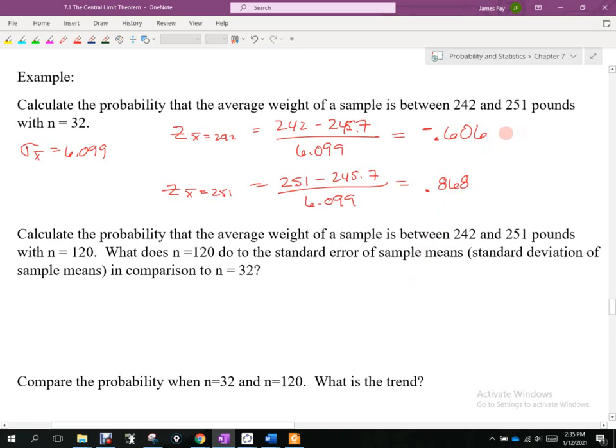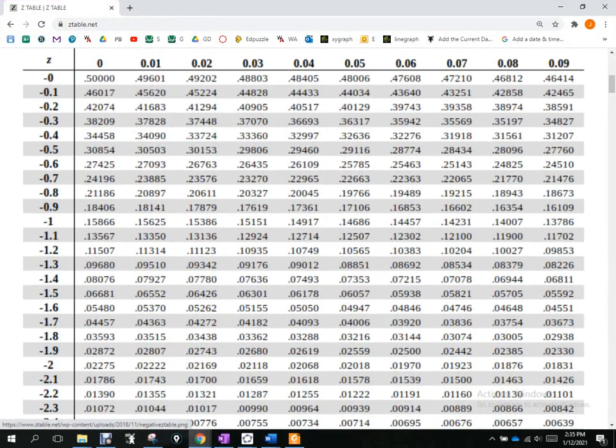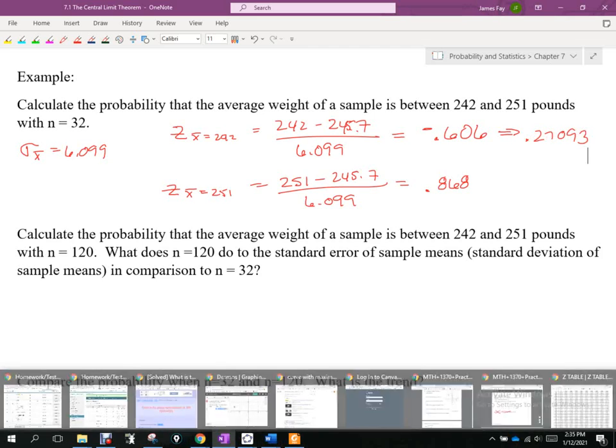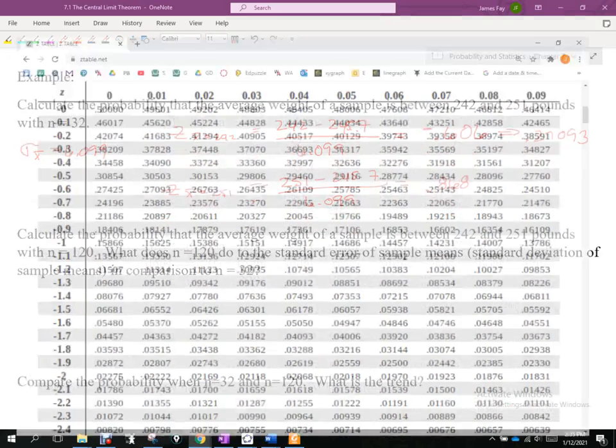So then the probability, looking from the z-table, we're going to look at negative 0.61. So from the table, negative 0.61 is 0.27093. Okay. And then a Z score of 0.868, somewhere around 0.87.